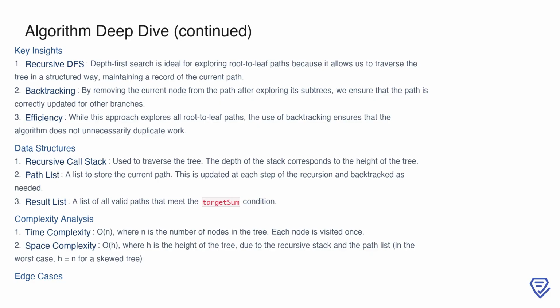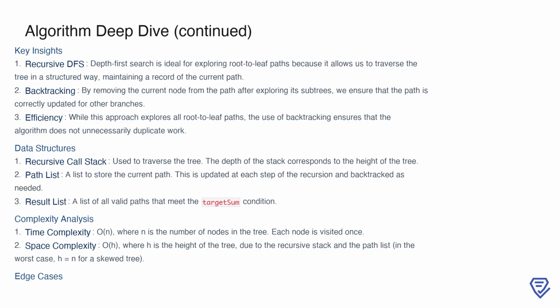From an efficiency standpoint, the algorithm traverses each node exactly once, making the time complexity O(n), where n is the total number of nodes in the tree. The space complexity is dictated by the recursive call stack, which can go as deep as the height of the tree. In the worst case of a skewed tree, this height could equal the total number of nodes. Additionally, we use a path list to track the current path being explored and a result list to store all valid paths that meet the target sum. These data structures ensure the algorithm is both organized and efficient.